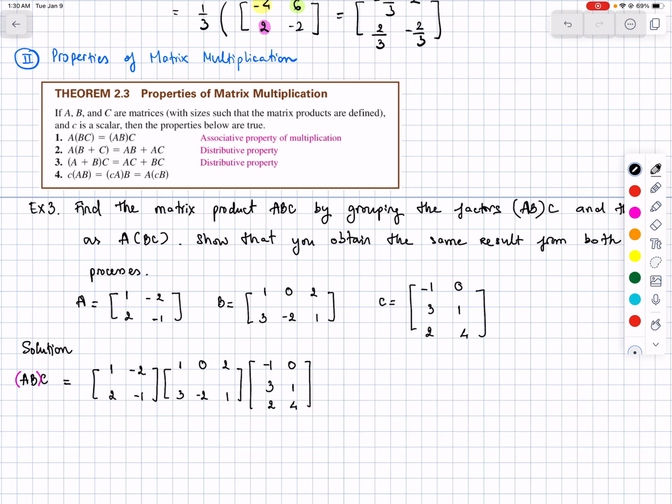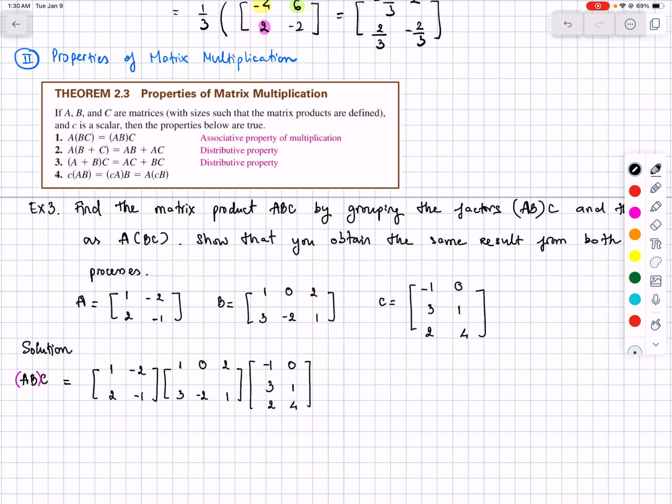Properties of matrix multiplication. Theorem 2.3. We have A, B, C are matrices, and a little c is a scalar, representing a number. Now we have four properties.